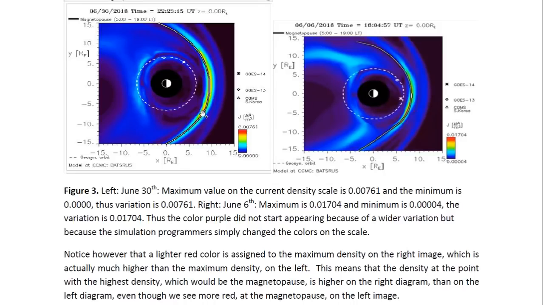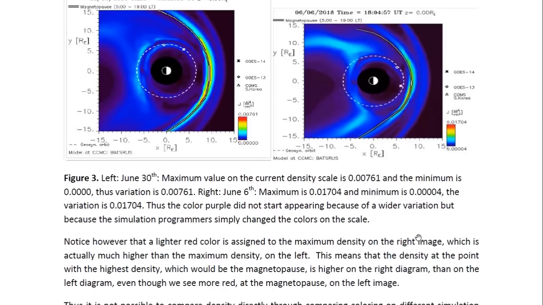So this means that if we were comparing these images and we were looking at the color, we would look at this one and we would see some red there. We hardly see any red there. We would tend to think that there's higher density at the magnetopause in this diagram than in this diagram. But that's not actually the case. It's actually the other way around. We actually have higher density here at the magnetopause, because this would be the point where we would have the maximum density occurring. There's nothing coming in from this side in this one, and a paler red is assigned to that.